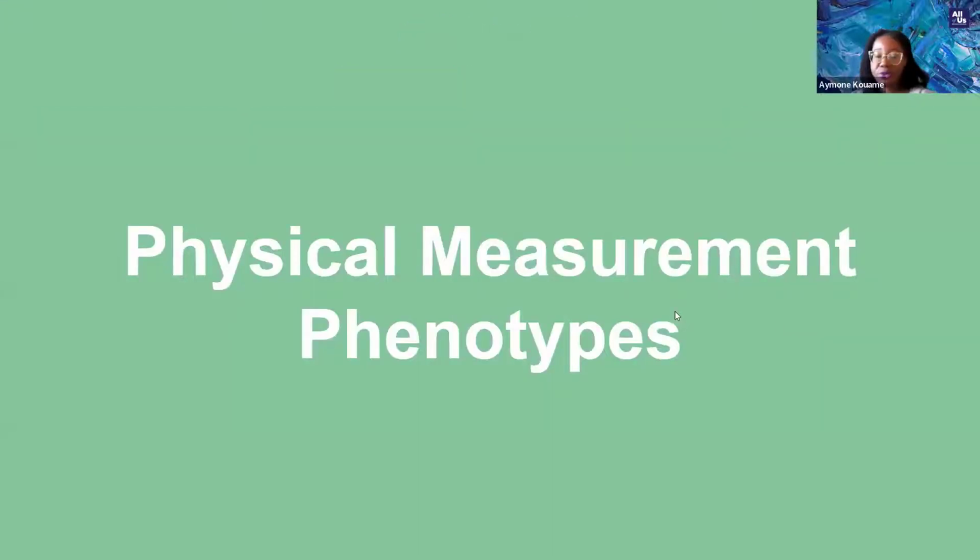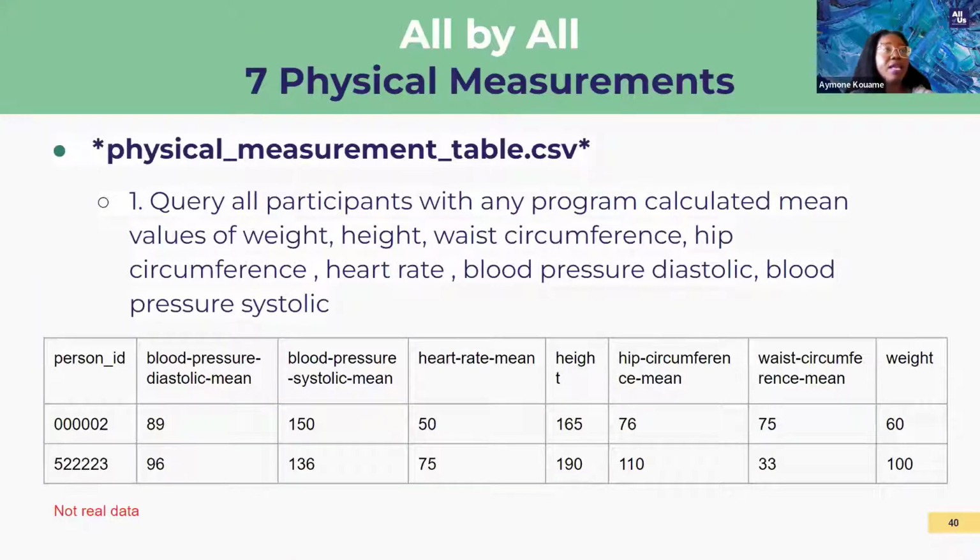So now let's look at the physical measurements. These will be continuous variables. And how do we get the physical measurements data? We considered 7 physical measurements: the weight, height, waist circumference, hip circumference, heart rate, blood pressure, diastolic, and systolic. So we simply queried all participants with any of these values from the measurement table in the data set.